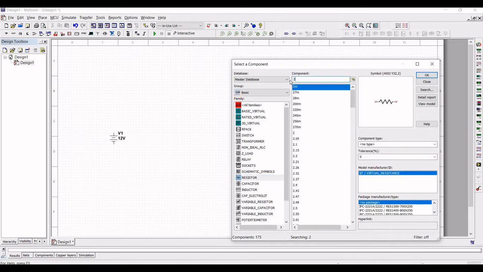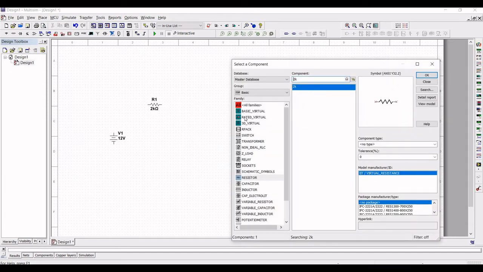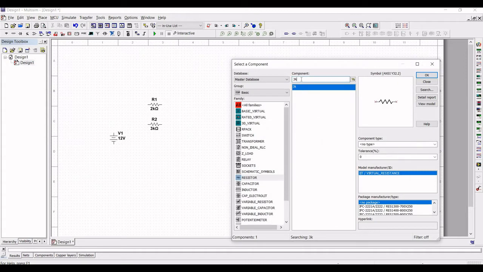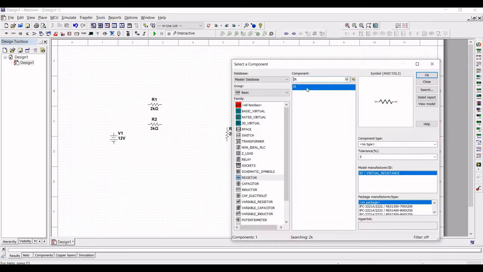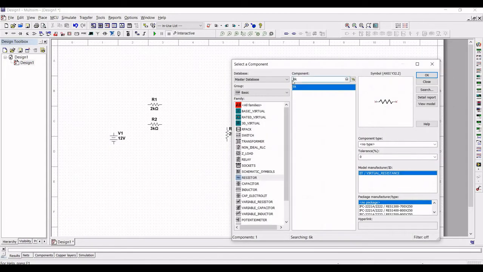Now in the components section, search for 2 kilo ohm resistor and place this particular resistor on the schematic window. Next, we have to search for 3 kilo ohm resistor and place this particular resistor on the schematic window. So similarly, we have to place various other resistors in this particular design. Now again place 2 kilo ohm resistor, and similarly we have to place a 6 kilo ohm resistor, and in this particular design we have to place a 3.4 kilo ohm resistor and a 6.9 kilo ohm resistor.